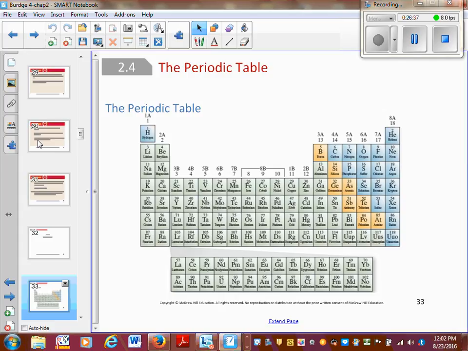So to get from 2A to 3A, we have to make a transition. So all the elements in between the 3B to the 2B are called the transition elements. They don't quite follow all the rules perfectly.